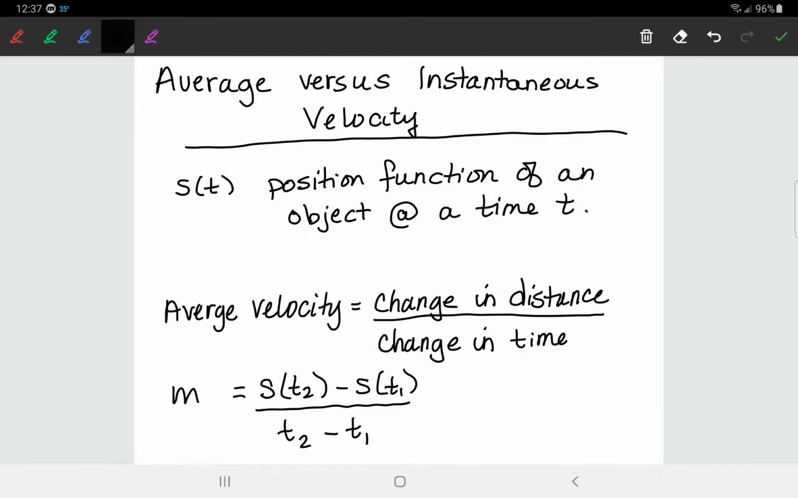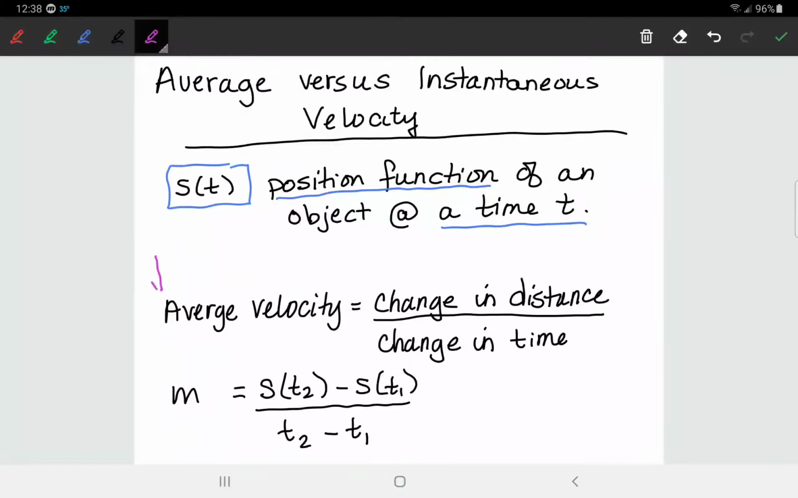One application is average versus instantaneous velocity. So let's say we have a position function. This position function is usually denoted s(t). It tells us the position of an object at a time t. Okay? So that's the first thing we will use.